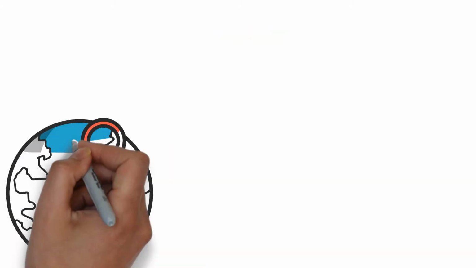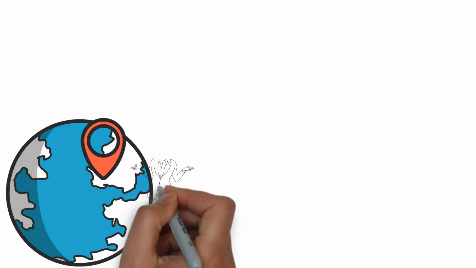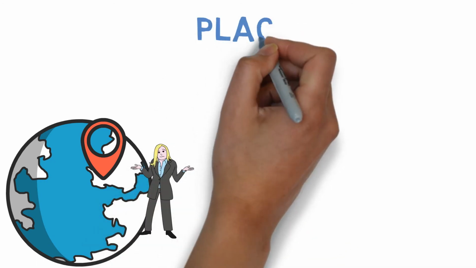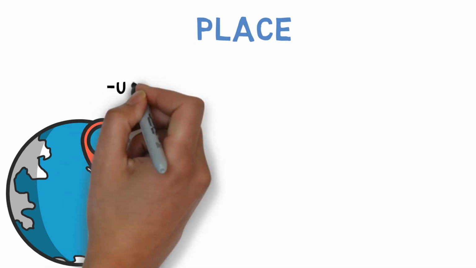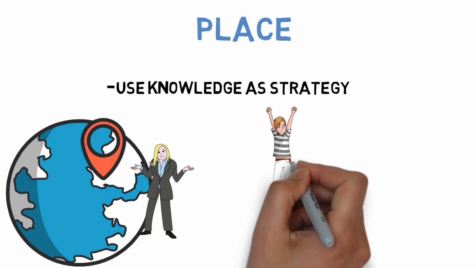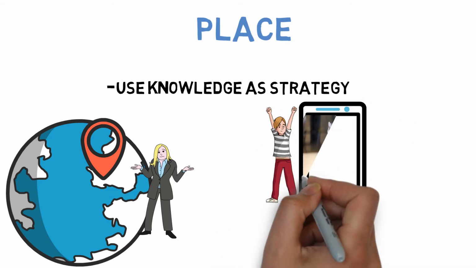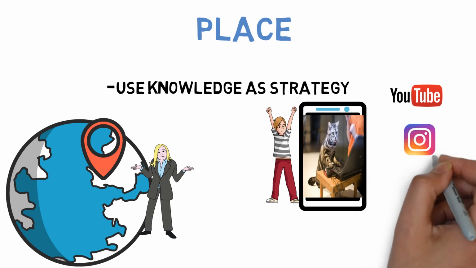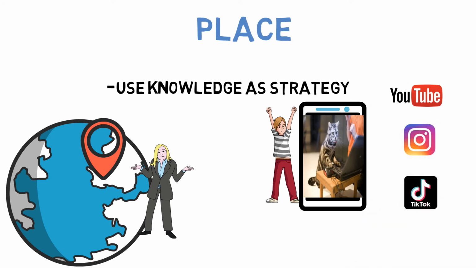Now, you can look into where your ideal customer is at. The third P, place. Let's say your customer loves to watch cat videos. Use this as your strategy. Collaborate with the channels that provide cat videos and get your product or service shown in their videos. Once you have figured out where to market your products or service, you can move on.